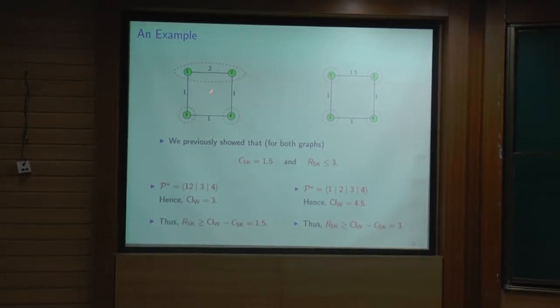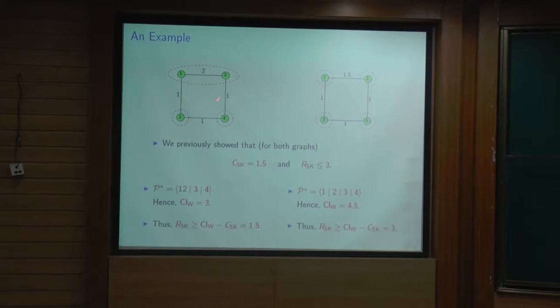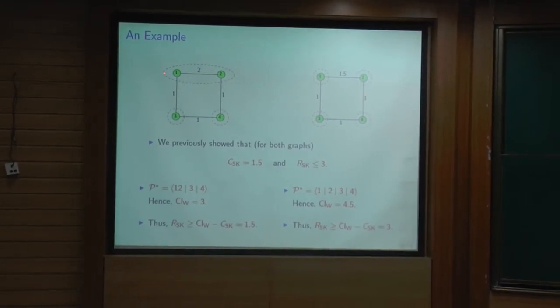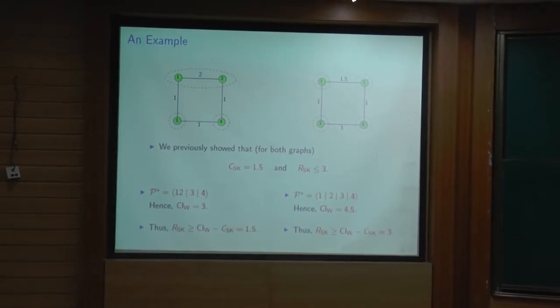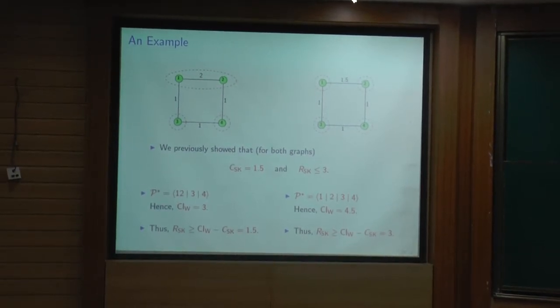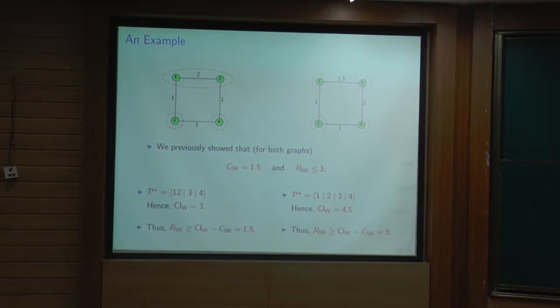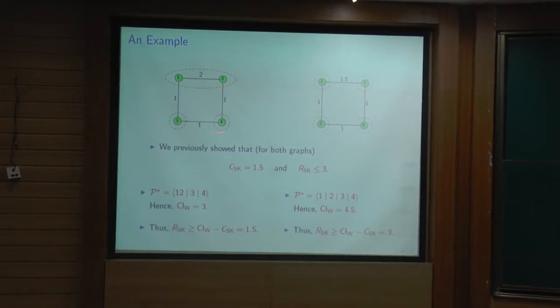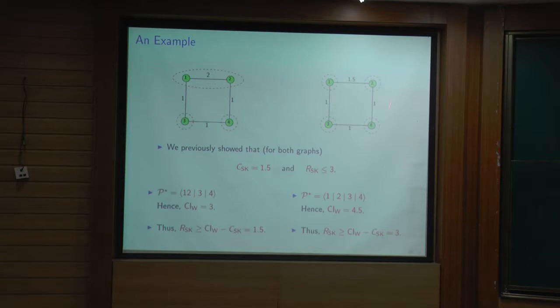The Wiener common information in this case is the sum of the weights on the edges that cross two parts of the partition. So this edge and this edge cross two parts of the partition, whereas this edge is contained completely within the block of some cell of the fundamental partition. So the Wiener common information in this case is 3. In the other case, all the edges cross the cells of the fundamental partition, and so the Wiener common information here is 4.5.